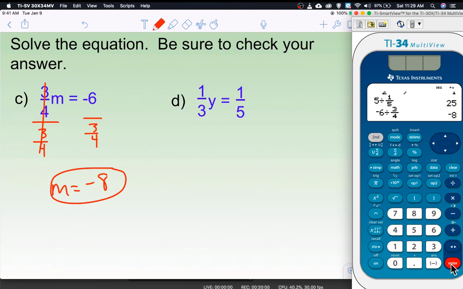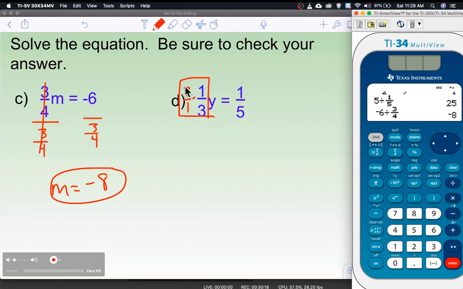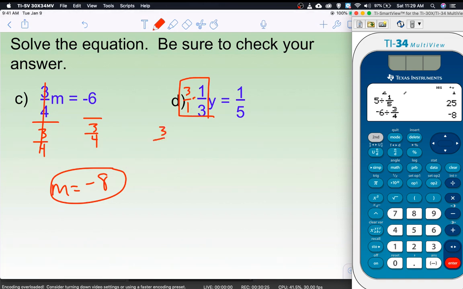Letter D, I'm going to show you the doing it by hand method. So the by hand method is, instead of dividing by 1/3 on both sides, I'm going to multiply by the reciprocal. That makes this equal 1. Across the top, 3 times 1 is 3. 1 times 3 is 3. I would get the fraction 3 over 3, which equals 1.